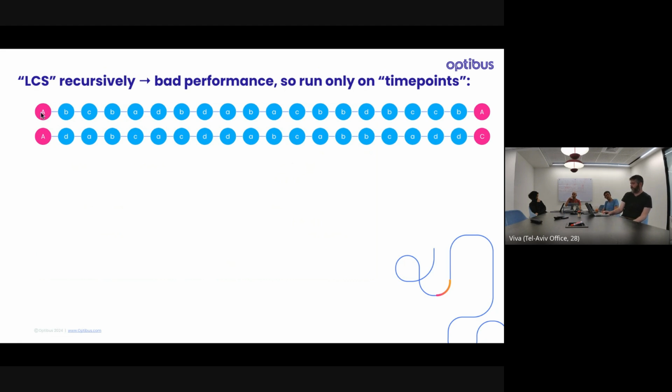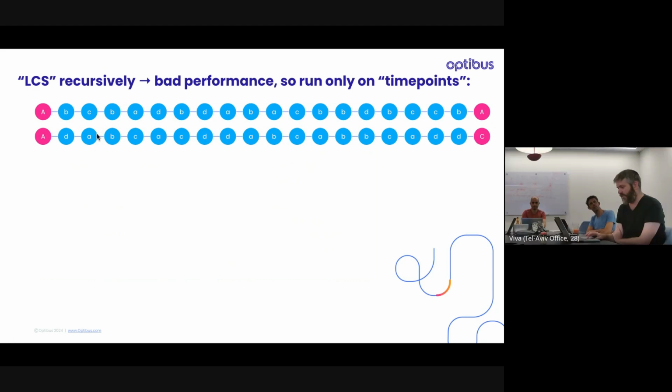So let's say you have these two routes. The pink color is time point and the blue color is bus stop. Now you can see there's a problem. I don't know what the perfect solution would be for all of the stops, because I can combine this B with this B, or I can combine this A with this A, and so on. So it's hard to solve this.